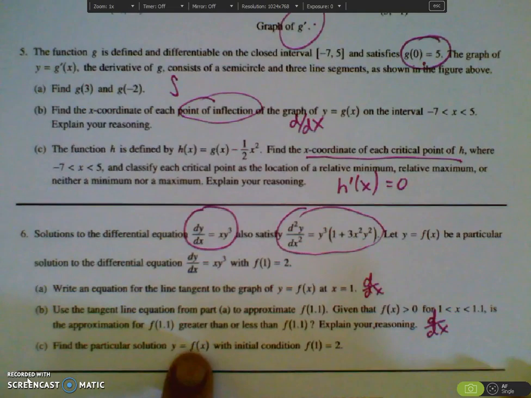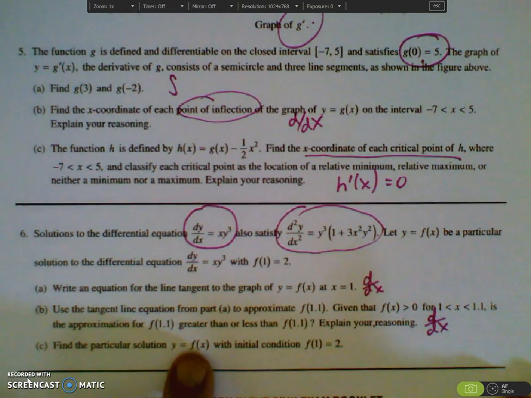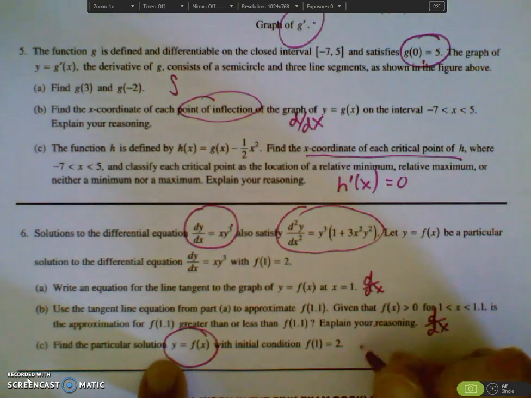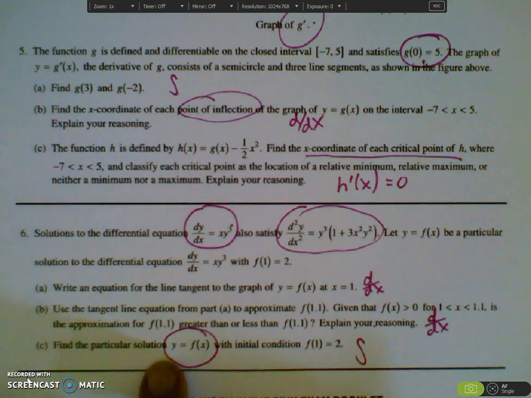Finally, in part C, it says to find the particular solution. So in order to find y, if I've been given the derivative, I'll have to use an integral for this part. Notice that pretty much every problem on this test involves doing a derivative or taking an integral. Those are our two major operations in calculus, and that's what makes it so enjoyable. Remember, enjoy calculus!